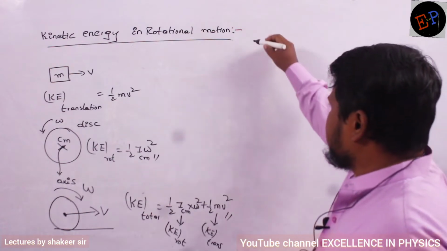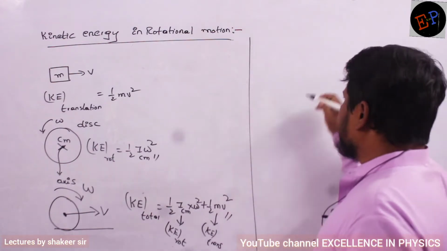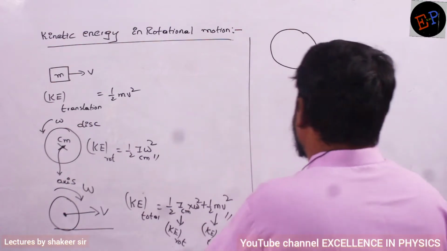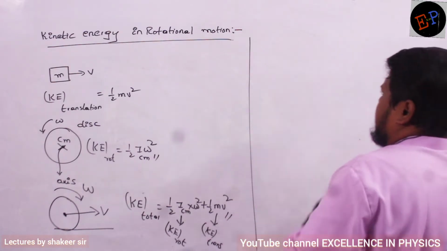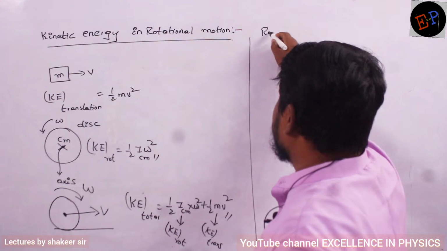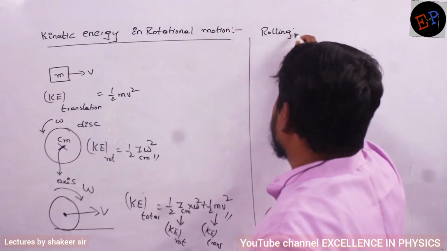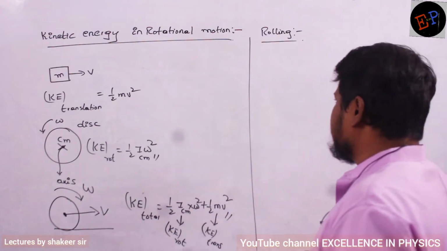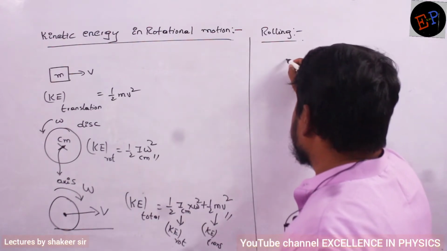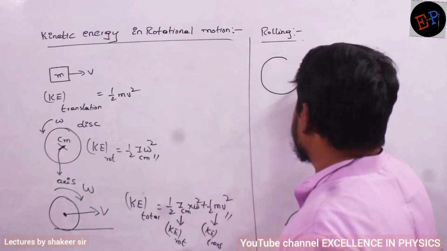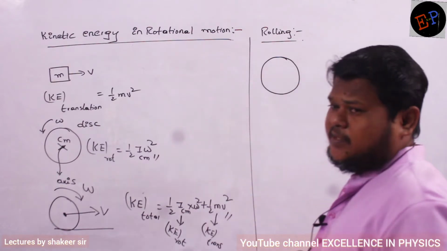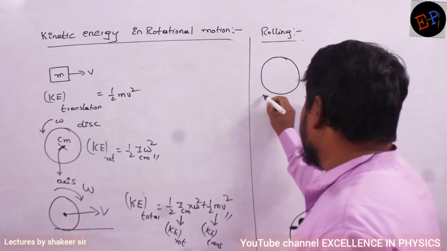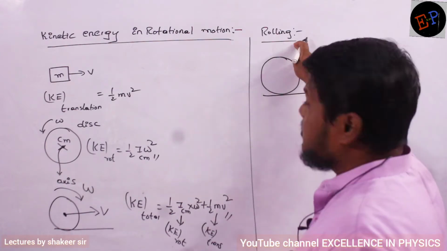Similarly, now let us see the same body, for example, let us take the condition of rolling. What is meant by rolling we will study later. First of all, listen, then you can write it down. Consider this is a disc, this is a sphere, this is a hollow sphere, anything. Consider a ring. Now see here, when a body is rolling, what is meant by rolling?